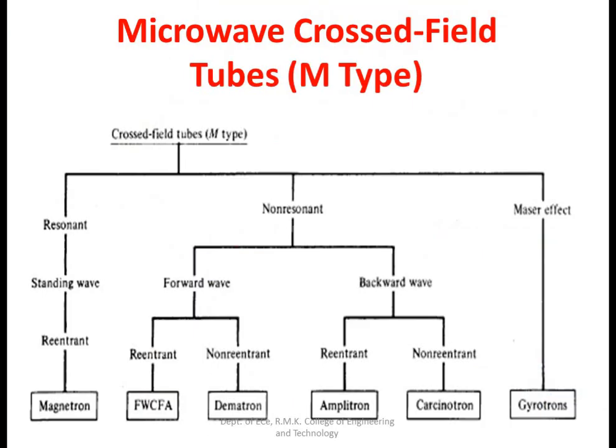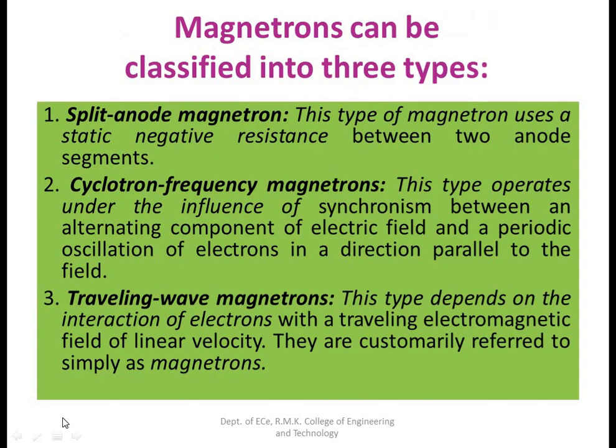Mainly, the microwave crossfield tubes can be classified based on the cavity structure into resonant, non-resonant, and maser effect. Here we are going to discuss the first branch of this classification, the resonant type: standing wave, reentrant magnetron oscillators. The magnetrons can be classified into three types: split anode magnetrons, cyclotron frequency magnetrons, and traveling wave magnetrons.